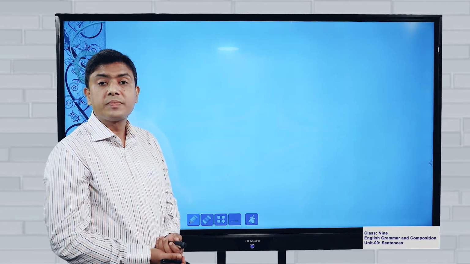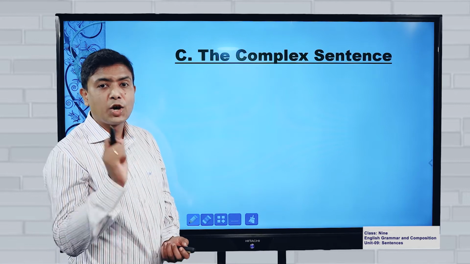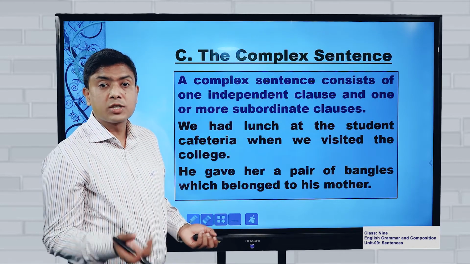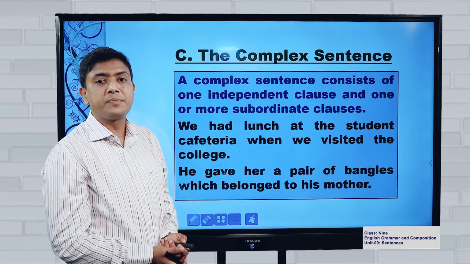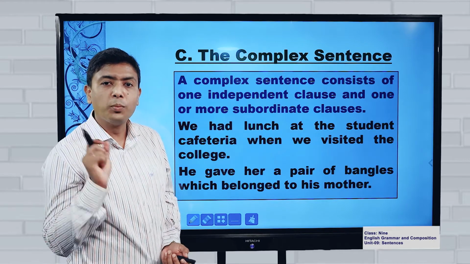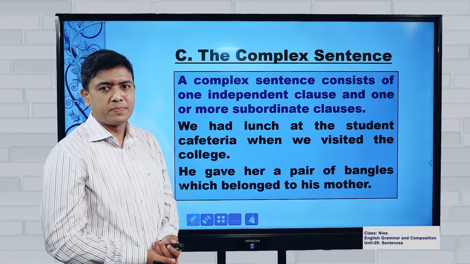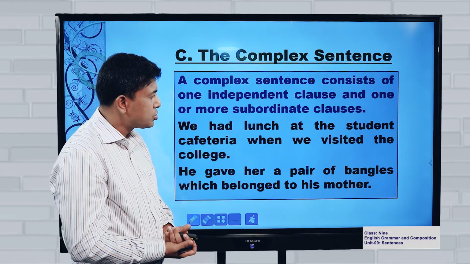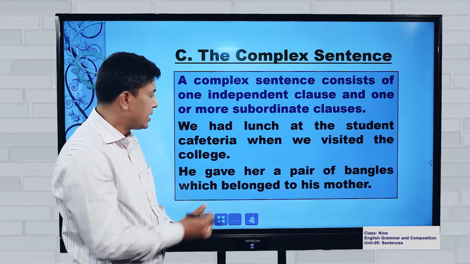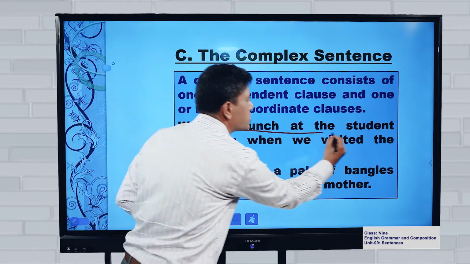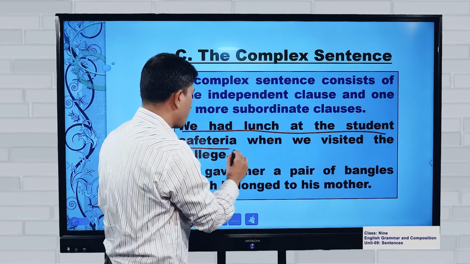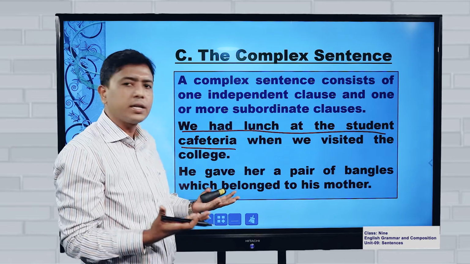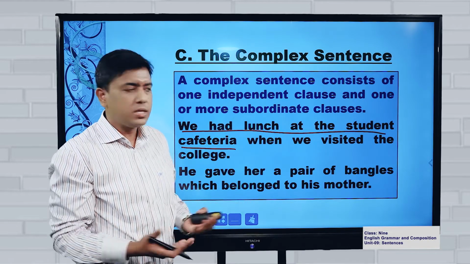Dear students, third category, third kind, complex sentence. A complex sentence consists of one independent clause and one or more than one dependent clause, that is, subordinate clause. Have a look at this example. We had lunch at the student cafeteria. It is an independent clause because it gives a complete thought. We had lunch at the student cafeteria. Absolutely an independent clause.